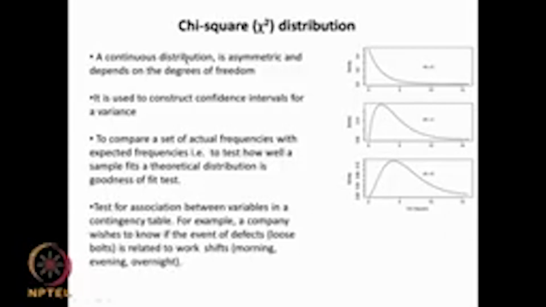This is also a continuous distribution, just like your normal, but it is somewhat related to binomial at some point. We will come to that. It is asymmetric and depends on the degrees of freedom. For example, if you have very low degrees of freedom, it looks like this. As the degrees of freedom increase, you slowly end up with a skewed shape. It is used to construct confidence intervals for variance. Generally, chi-square is used for variance ratios.